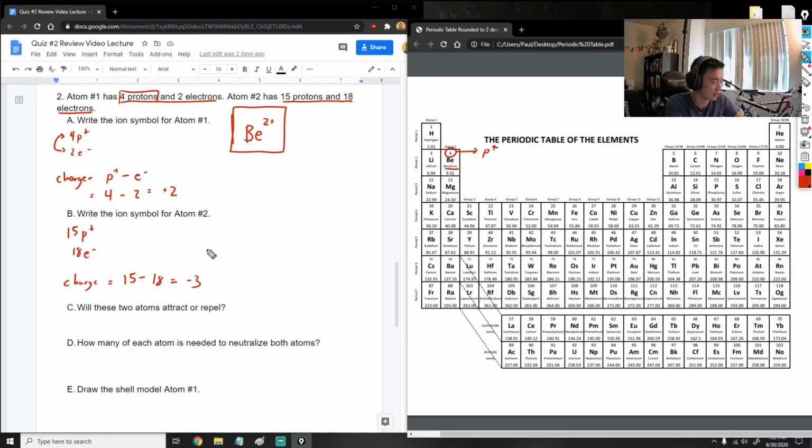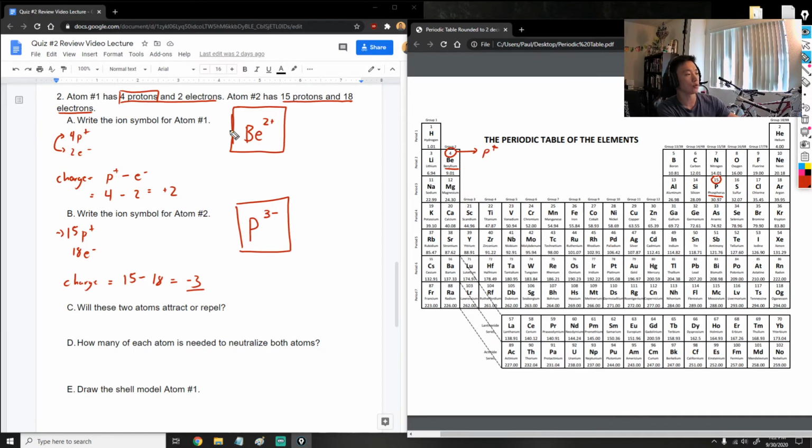And I forgot to find the atom, but it's okay. Because since it's 15 protons, we just look for the element with 15 on the top. Should be right here. And the element that has 15 on the top is phosphorus. It's P. So we're going to write P. And we know that the charge is -3, so the charge is going to be 3 minus. So P3 minus.